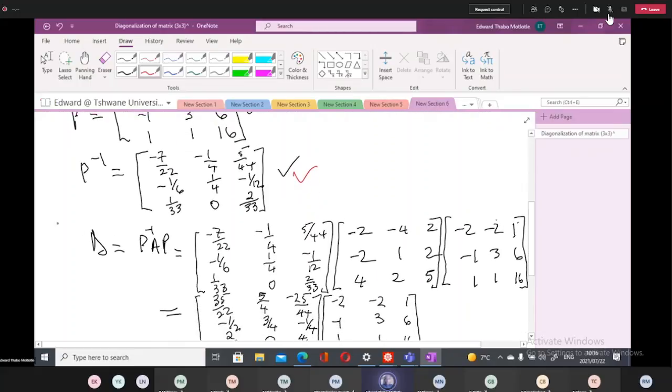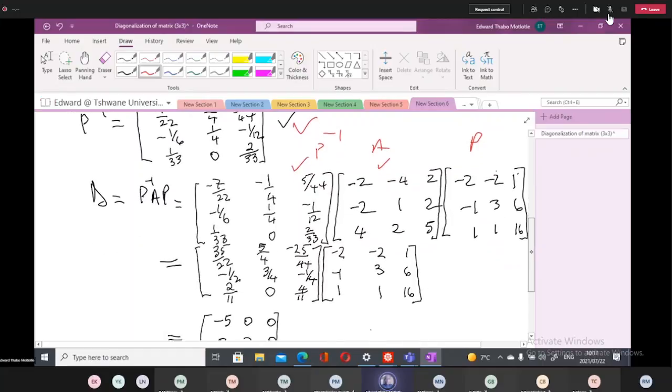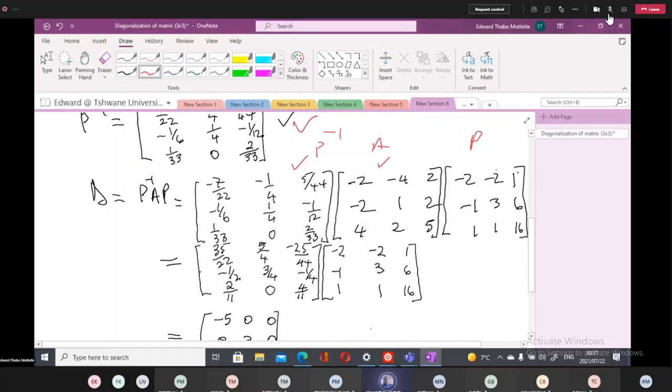Now to determine D. What remains now is multiplication. So I multiply this inverse by this matrix A. Remember this is P inverse, A and P. So I multiply these two, and my answer for the first one is this one here.